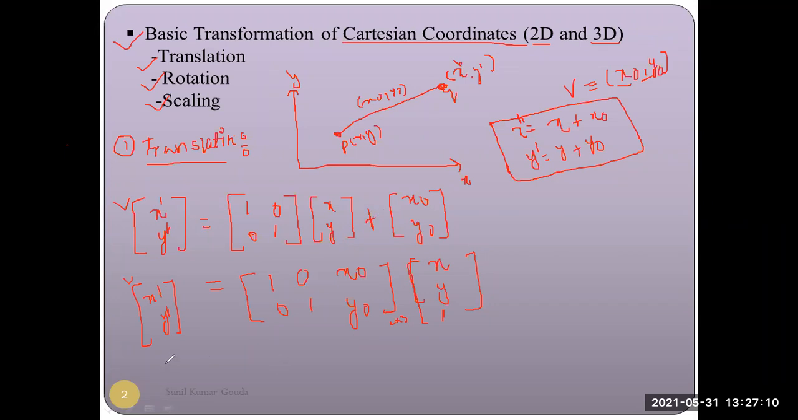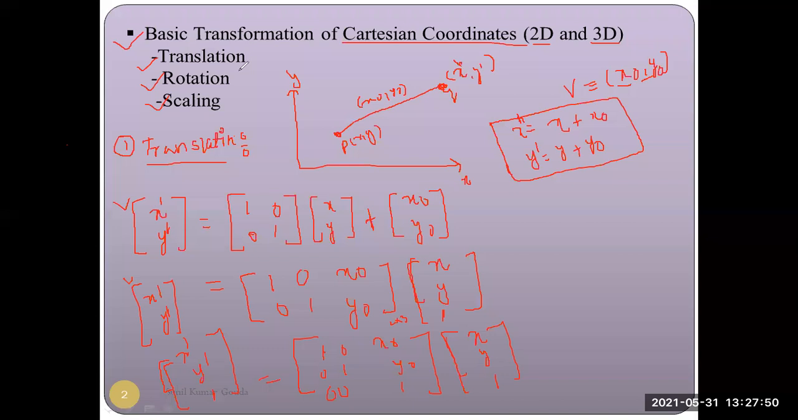Okay, so if I want to write this in unified or systematic manner, I will add an additional value called 1 here. Now [x', y', 1] is equal to the matrix [1 0 x0; 0 1 y0; 0 0 1] multiplied by [x, y, 1]. And this is called your symmetric format of representation.